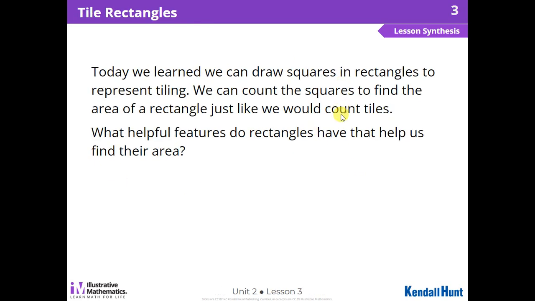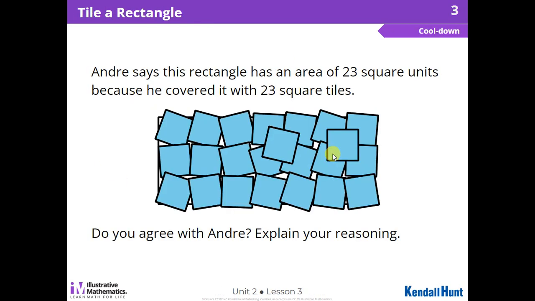And then again, there is a summary of today's lesson. This is again a short lesson, and this is a sort of assessment of this lesson. For example, this is a shape, and we are providing this shape, and they are supposed to answer about the area. For example, Andrew says this rectangle has an area of 23 squares because he covered it with 23 squares like this. Do you agree or do you not agree? Why don't you agree? They can answer it like this.